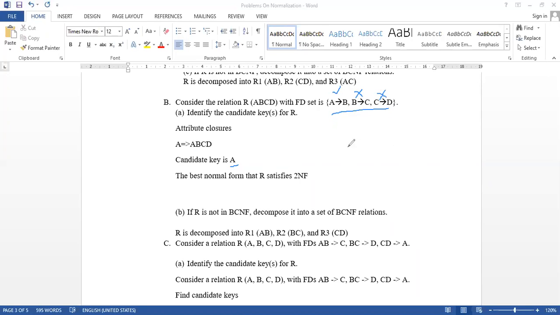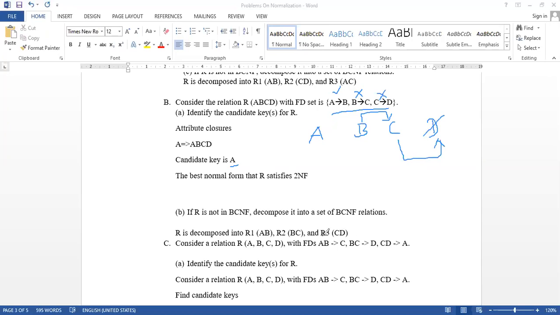Now we have to convert this relation into what? BCNF, right? Now write all the attributes A, B, C, D also. Okay, so where is the violation? C to D, then B to C. Now we have to convert this relation into BCNF relations. Now keep CD in a separate table.